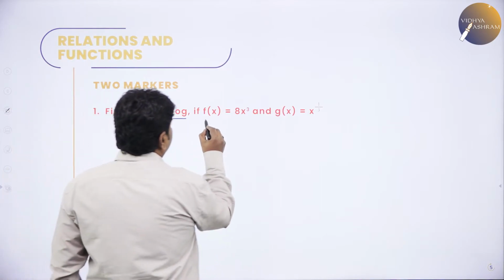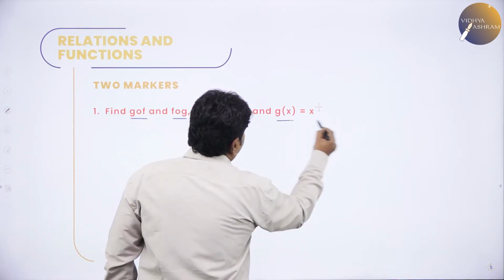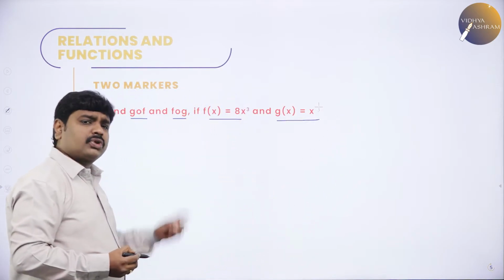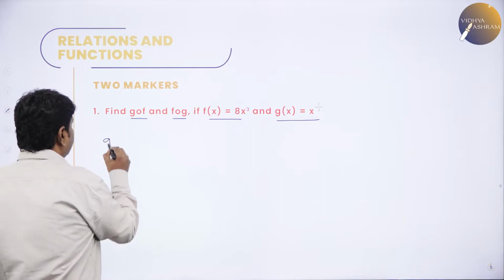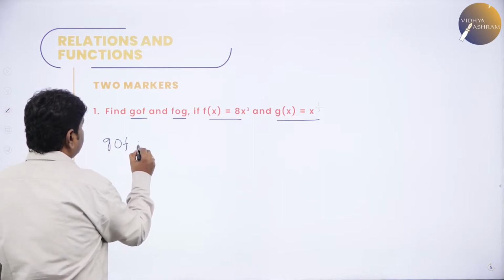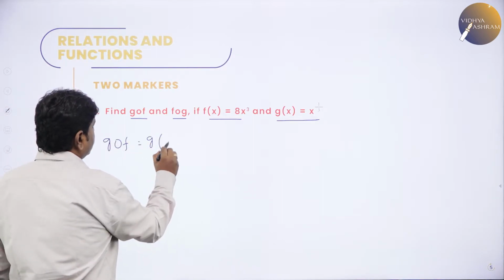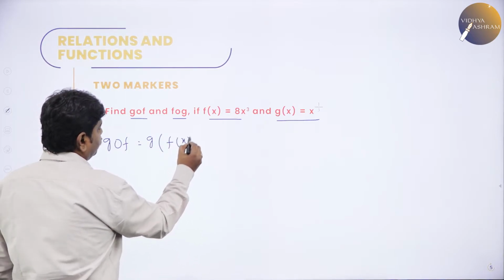They gave f of x. What is f of x? 8x cube. G of x is x power 1 by 3. Both are real valued functions. So now I will find GOF. How to find GOF? G of f of x, all of you know.